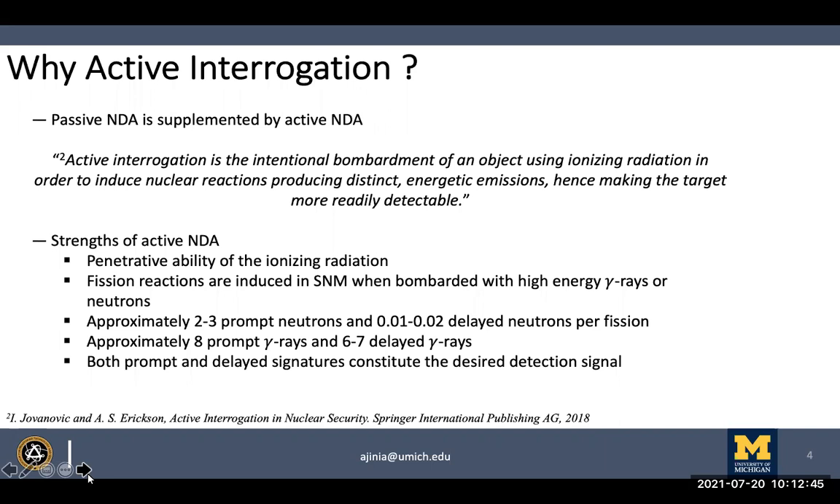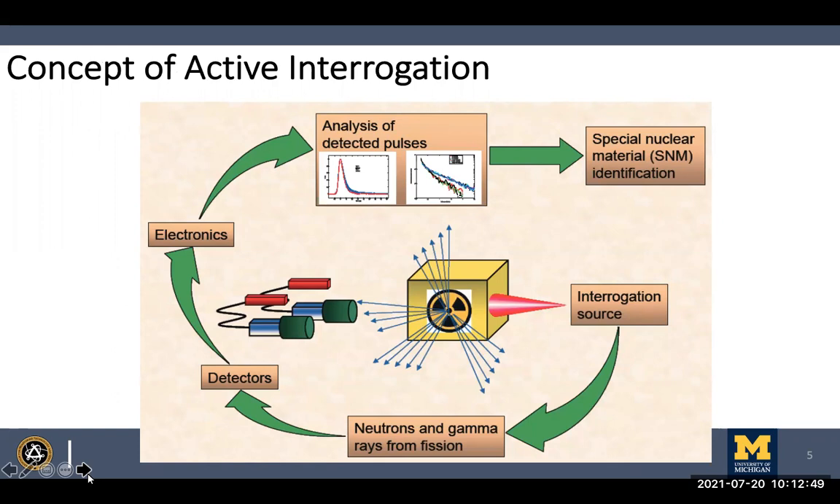So to visualize what an active interrogation system looks like, the yellow box can be thought of as a cargo container. Say there's a cargo container that has to be investigated to look for any possible hidden SNM. And then we have an interrogating source. This could be anything, neutrons or high energy photons. We bombard this ionizing radiation, our interrogating source, onto the yellow box. And if there is an SNM present, then fission reaction will happen. And when fission happens, there will be prompt neutrons and prompt gamma rays, and then delayed neutrons and delayed gamma rays will be emitted. And with our detectors, we will detect all these four important signatures. And then with proper analysis technique, we can identify the special nuclear material.